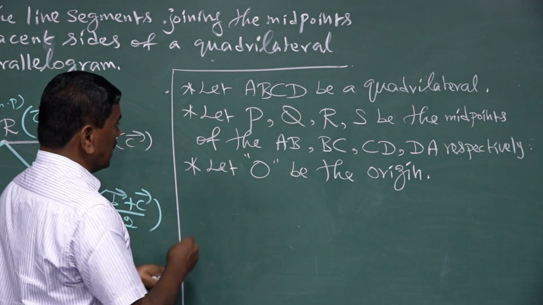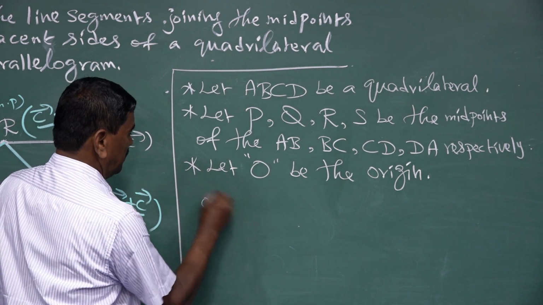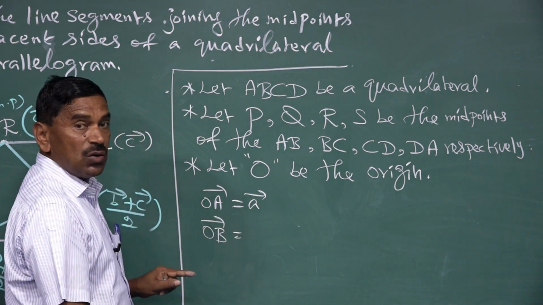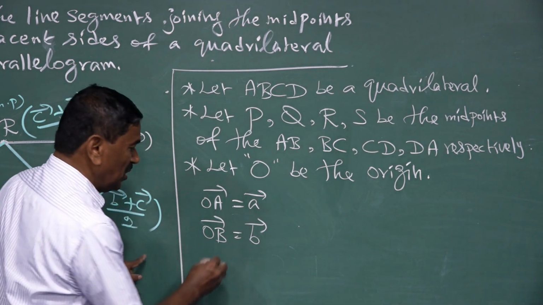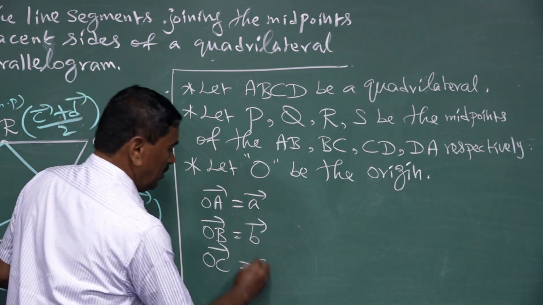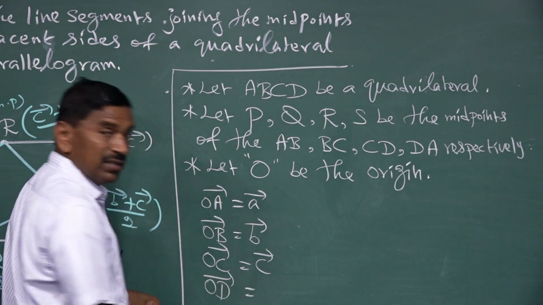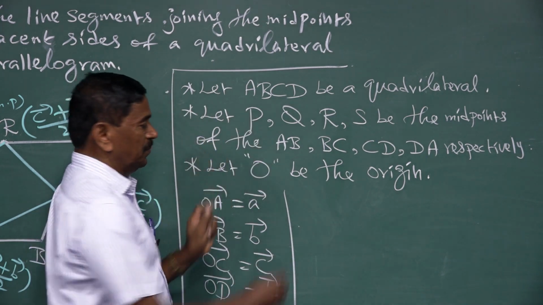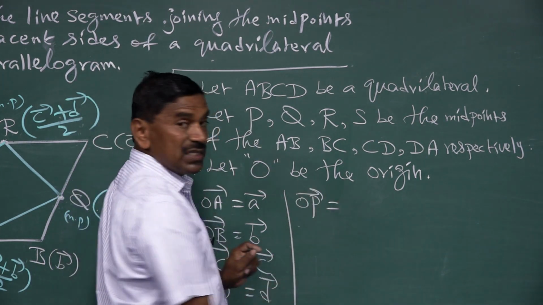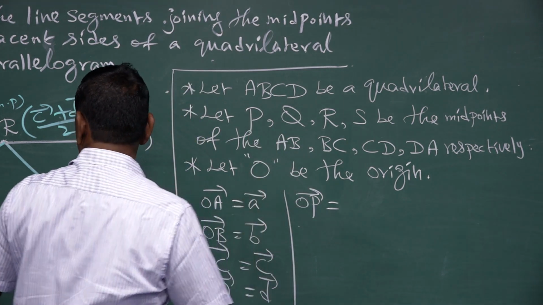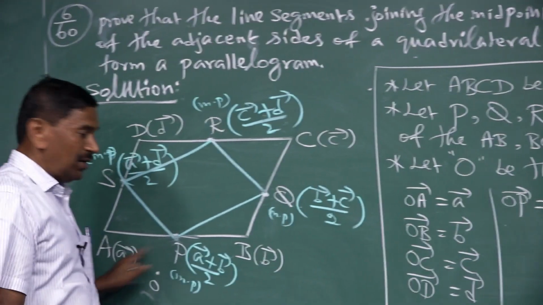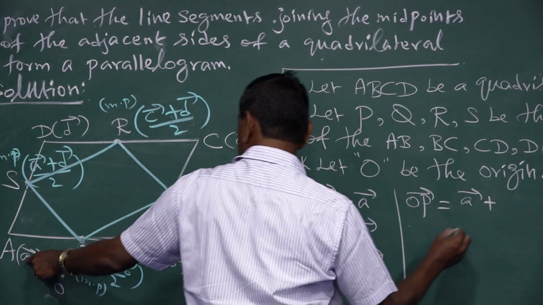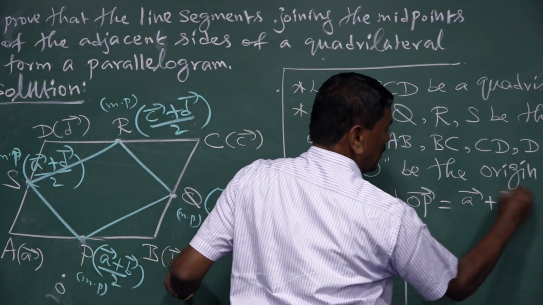First you write that. Now OA vector is equal to A vector, OB vector is equal to B vector, OC vector is equal to C vector, OD vector is equal to D vector. Now, the position vector of P, that is OP vector. From the diagram, OP vector equals A vector plus B vector by 2.